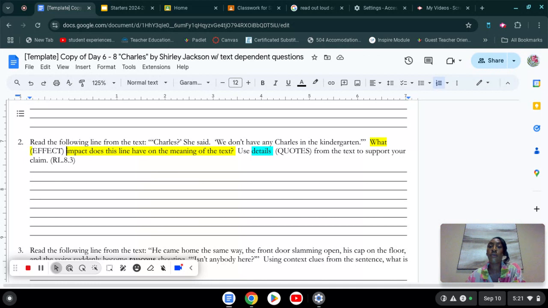So when we're looking at questions like this, we don't know the impact that it has because we haven't read the story, which is why we need to read it. So this is not a question that I can just read the line and figure it out. I'm going to have to read the story because I don't understand what it means. And then I'm actually going to have to pull quotes from the story to support my answer. So I already have 2 things highlighted, so that's how many sentences I need to write.